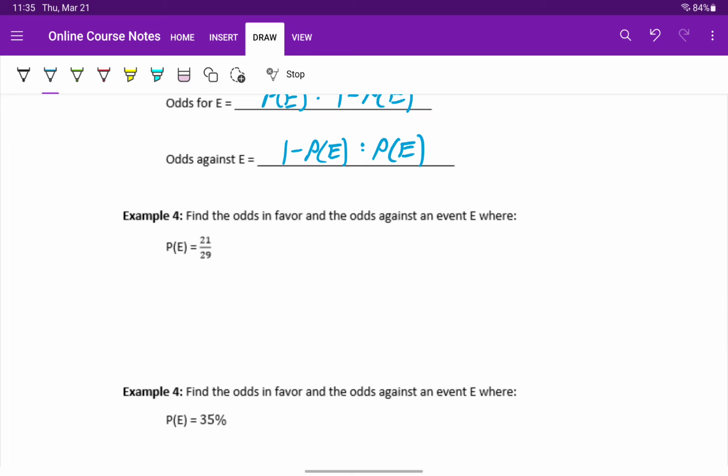In example 4, we want to find the odds in favor and the odds against an event E where the probability of that event E is 21 over 29. So to find the odds for, we would take 21 over 29 to 1 minus 21 over 29, which would be 21 over 29 to 8 over 29.